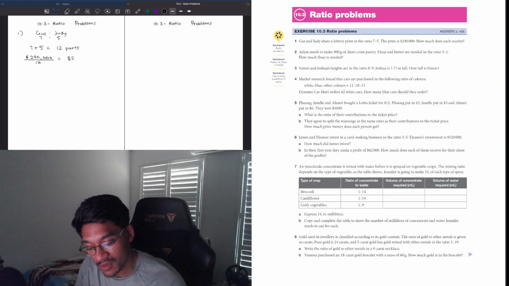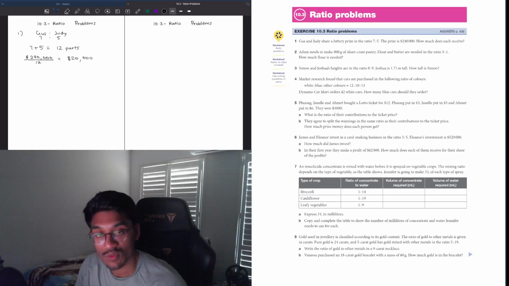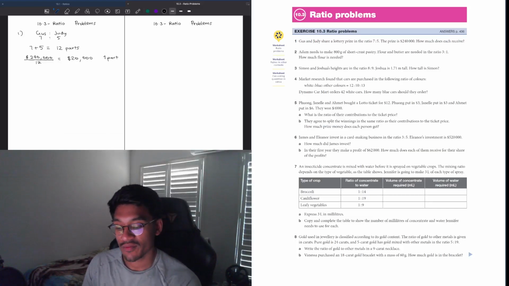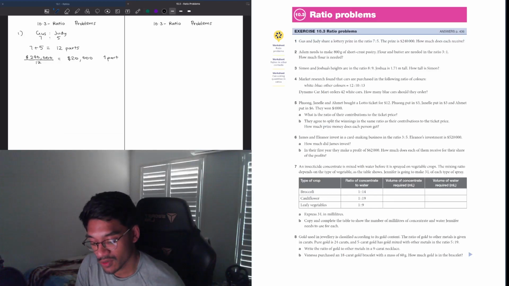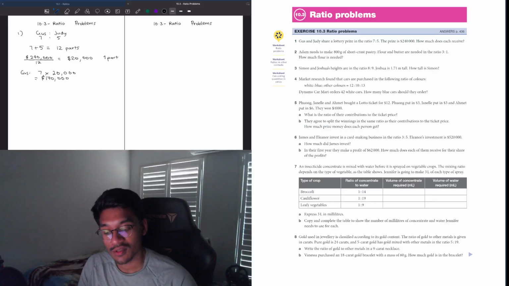So $20,000 is one part. Now that I know the value of one part, I can multiply that into Gus's parts and then also Judy's parts. So I know Gus has 7 parts, so I do 7 times the value of one part, which is 20,000. So it's 7 times 20,000. Put that in your calculator, you get an answer of 140,000. Now, in the context of this question, what that means is that Gus wins 140,000 of that 240,000 lottery.